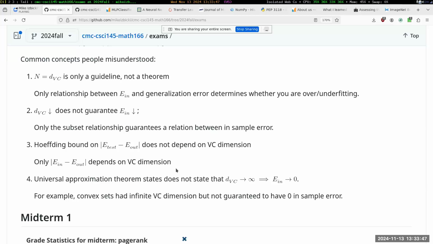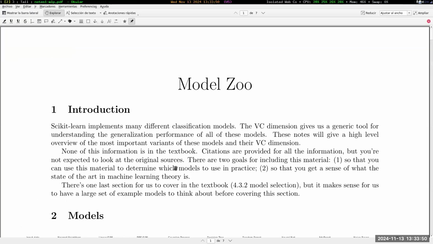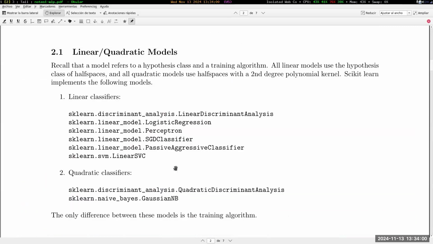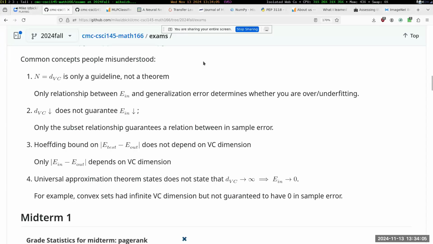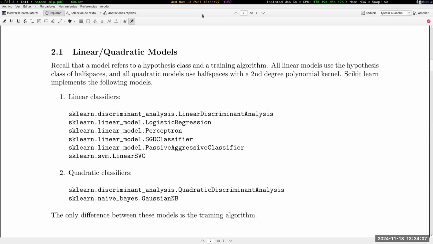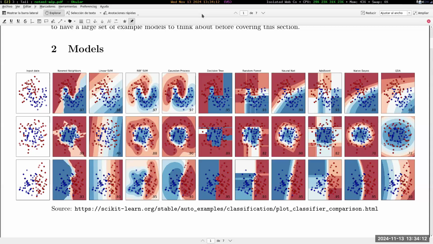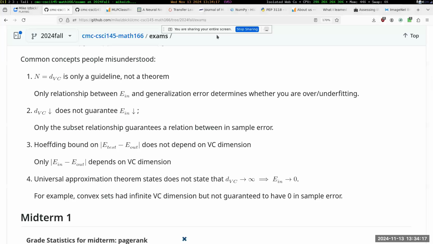Then let's go to the Model Zoo set of notes over here. And maybe a little bit more background on the Model Zoo before we get into the technical stuff. This Model Zoo set of notes is going over all of the different models implemented in scikit-learn. And so I thought it would be a useful and fun change of pace to spend a few minutes talking about the history of scikit-learn and open source machine learning packages.